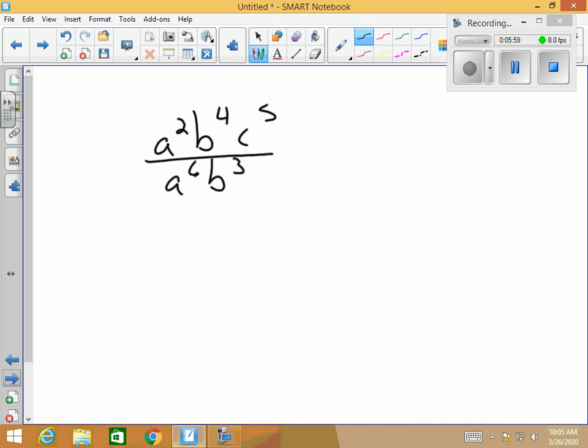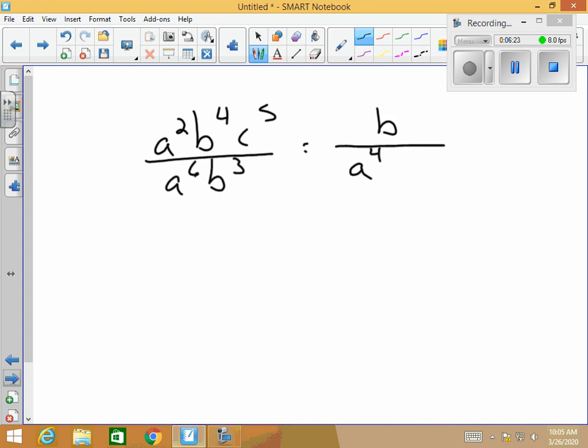So I have a's. Where do I have more a's? Well, I have them on the bottom. By how many? The difference between 6 and 2 is 4. So I have 4 more a's on the bottom. I have b's. Where do I have more b's? I have more b's on top, and the difference between 4 and 3 is 1. And if I don't put that exponent, it is a 1.